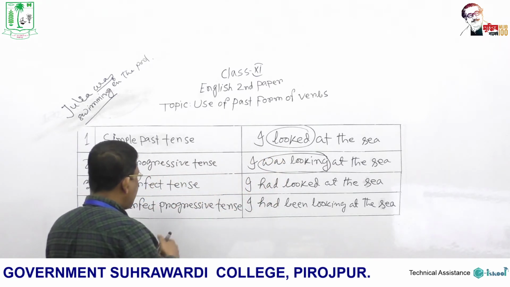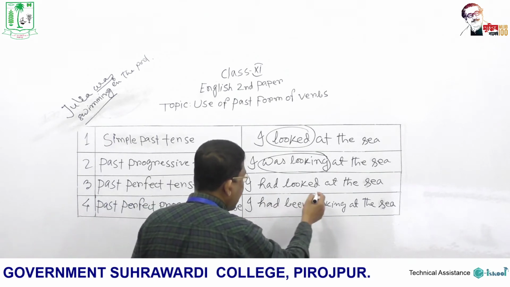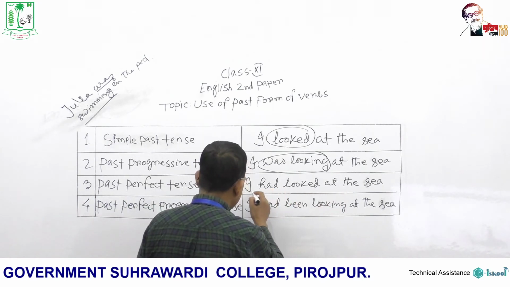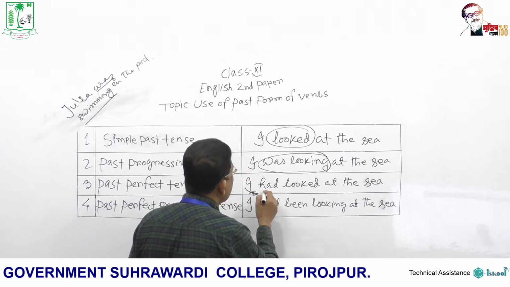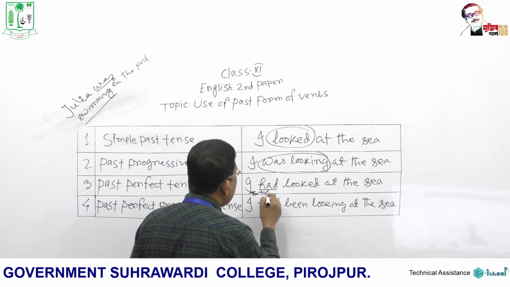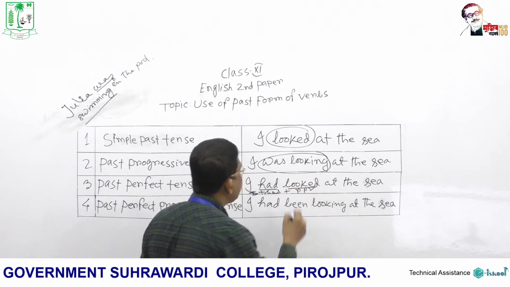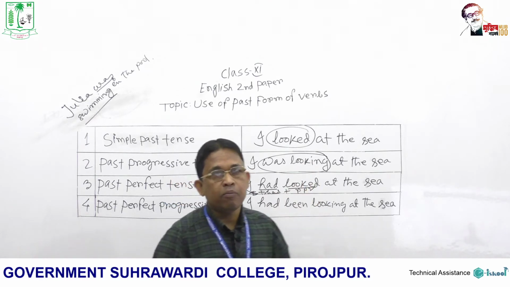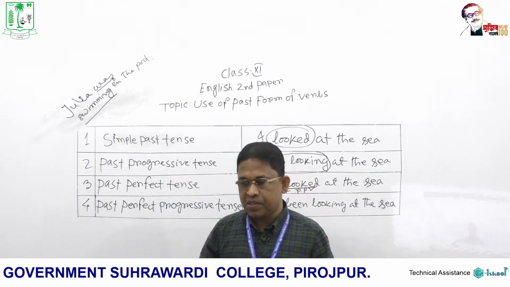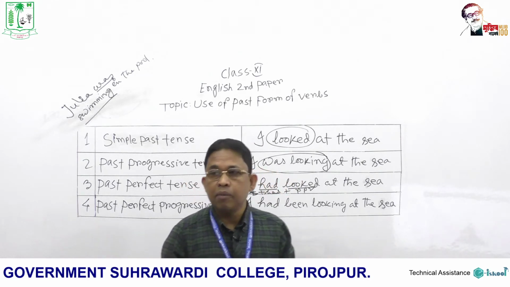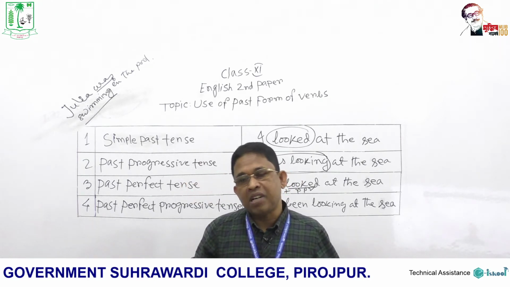And what is the structure of this tense? I had looked at the sea. Had looked: that is the subject, then had, plus the past participle form of the verb. This is the structure of past perfect tense: subject plus had plus past participle form.